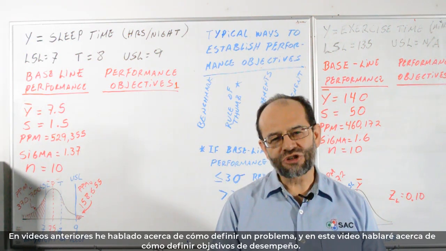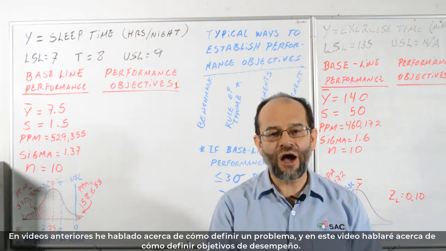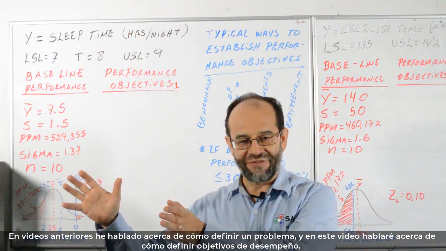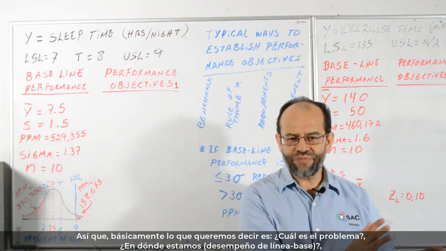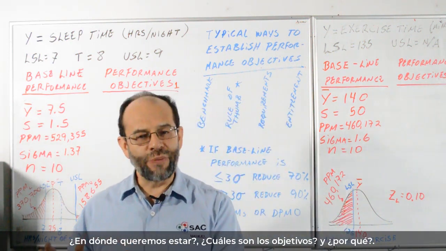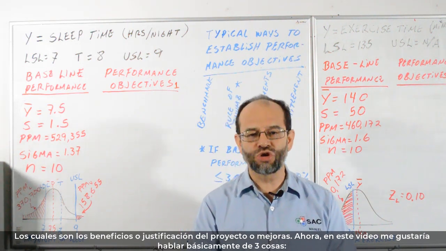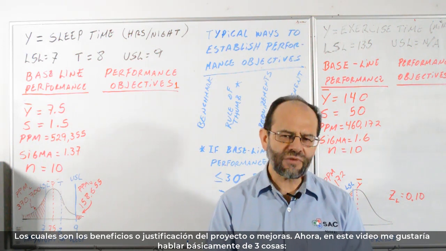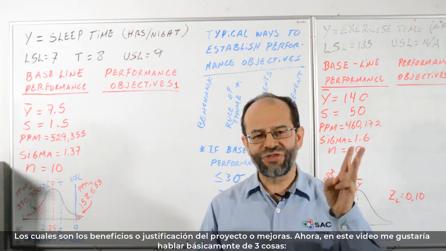In previous videos, I have talked about how to define a problem, and in this video, I would like to talk about how to define performance objectives. So basically, what we want to say is what is the problem, where we are at, baseline performance, where we want to be, which are the objectives, and why, which is the benefits or justification of the project, of justification of the improvements. Now, in this video, I would like to talk basically about three things.